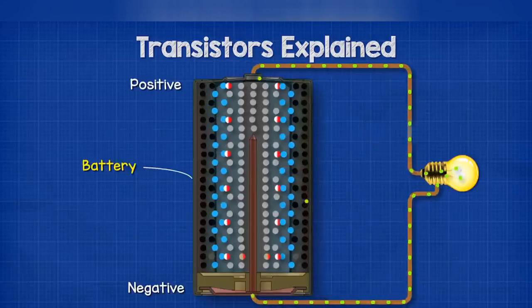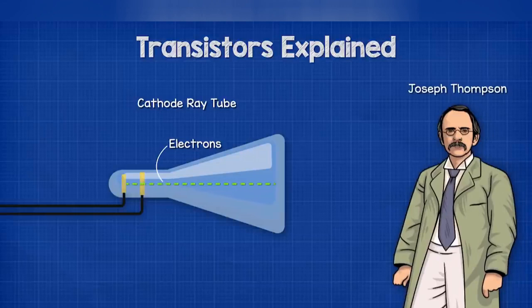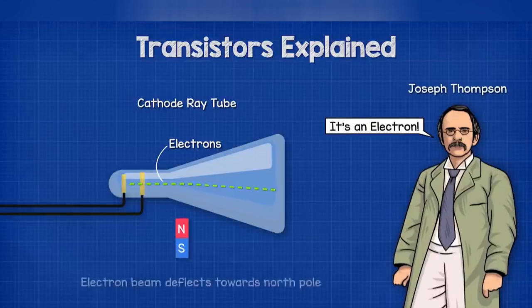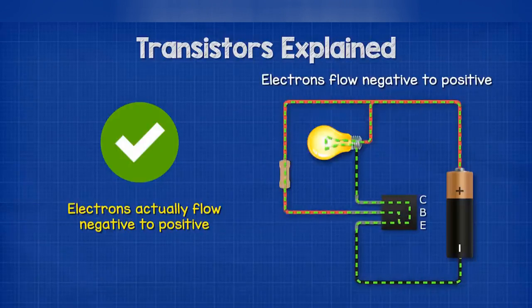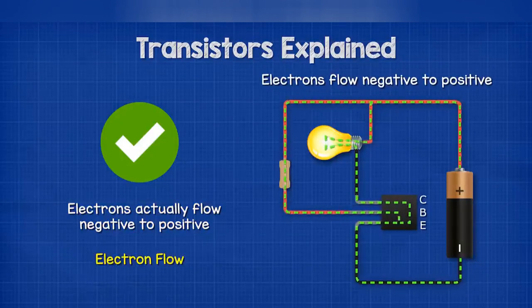In reality, the electrons are flowing from the negative to the positive of the battery. This was proved by Joseph Thomson, who carried out some experiments to discover the electron and also prove they flowed in the opposite direction. So, in reality, electrons flow from the negative into the emitter and then out of the collector and the base pin.